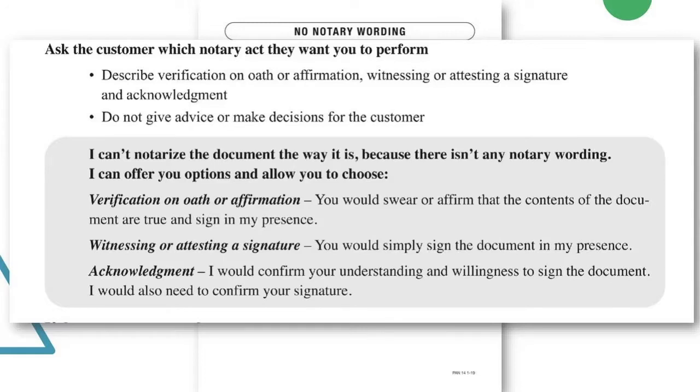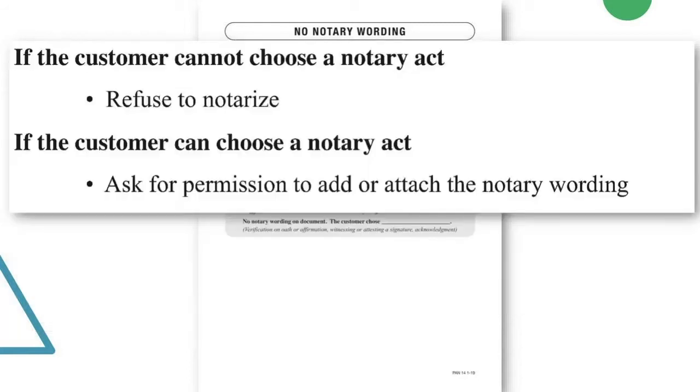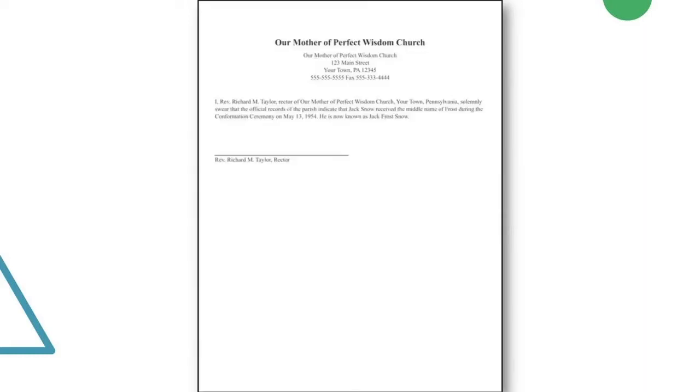As a notary, you can't just add notary wording on your own. The important thing is you ask the customer which notary act they want you to perform. You will describe the different acts without giving any advice or making decisions for the customer. If the customer cannot choose a notary act, refuse to notarize. If the customer can choose a notary act, ask for permission to add or attach the notary wording. Let's look at an example.